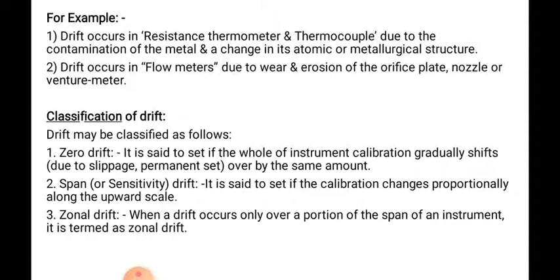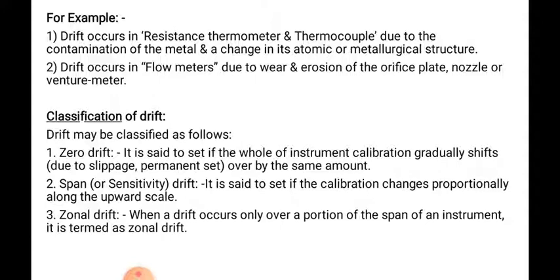Now next we will have to study the different types of drift, the classification of drift. First is zero drift, second is span or sensitivity drift, and third is zonal drift. Here other examples are also given. Drift occurs in a resistance thermometer and thermocouples due to the contamination of a metal and a change in its atomic and metallurgical structure. That is one of the other examples.